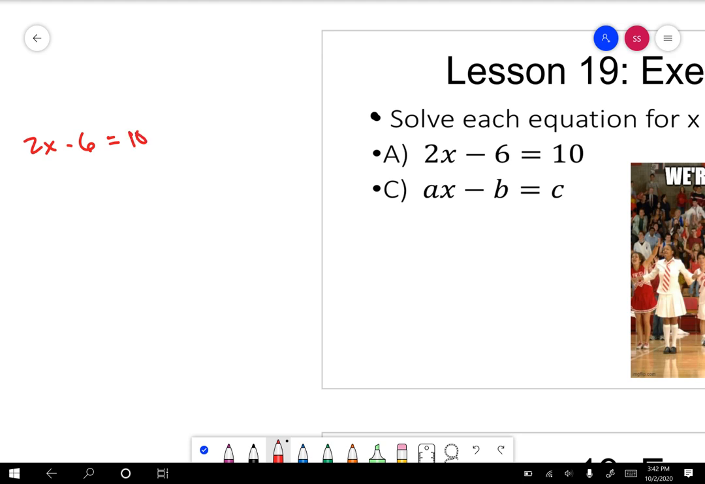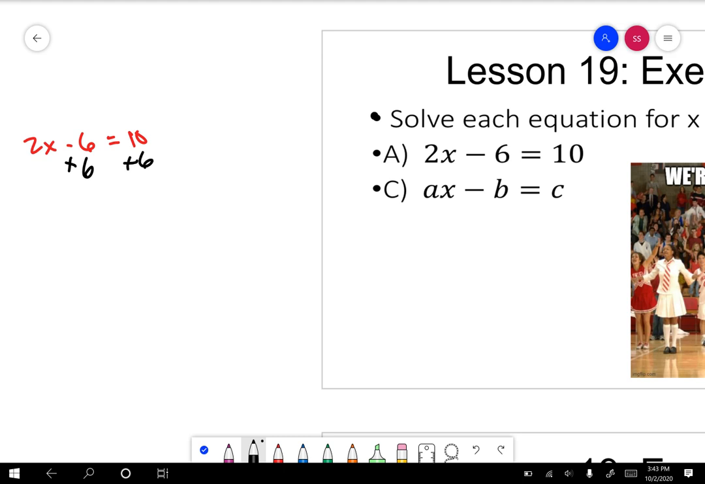2x minus 6 equals 10. We want to solve the equation for x, so we need to rearrange this equation, isolating x on one side. So everything else, that negative 6 and the 2, need to be moved to the other side. So let's get rid of the 6 first. We do that by doing the inverse operation. Right now it's being subtracted, so we need to add.